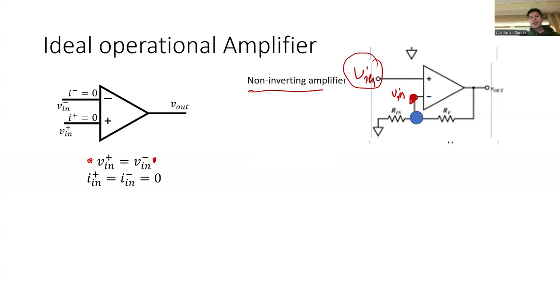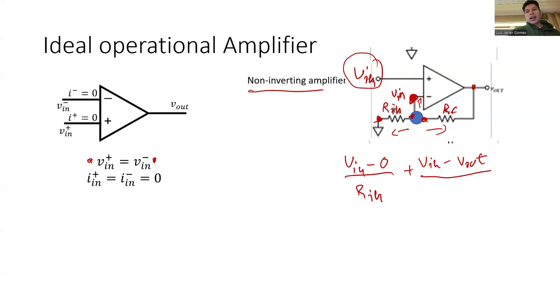Additionally, we can apply KCL to this circuit, so we have three currents. We have Vin minus zero divided by Rin, so this is actually an Rin, and this is Rf. That's the current in this branch. Then in this branch, we have Vin minus Vout divided by Rf. And then how much current goes through this branch? Zero, so plus zero. That has to be equal to zero.